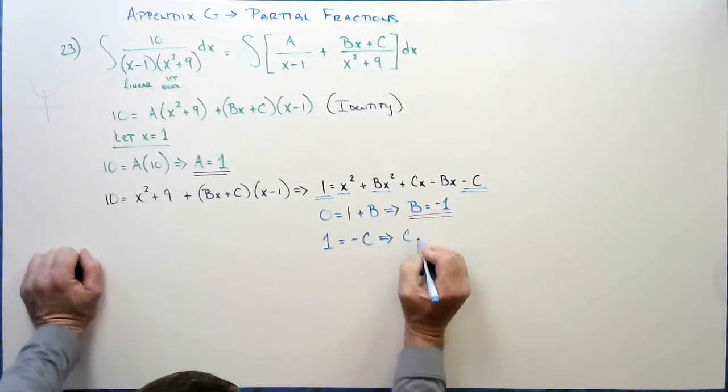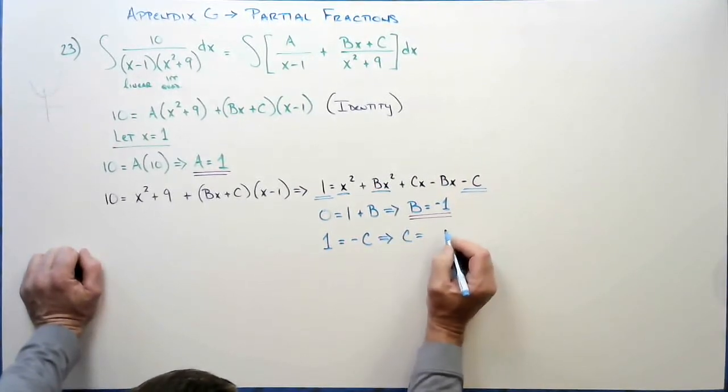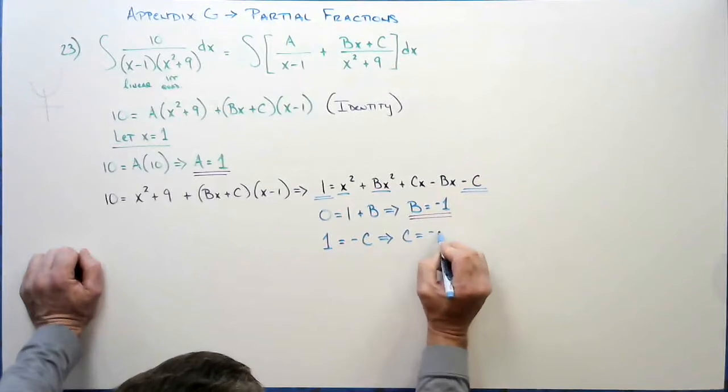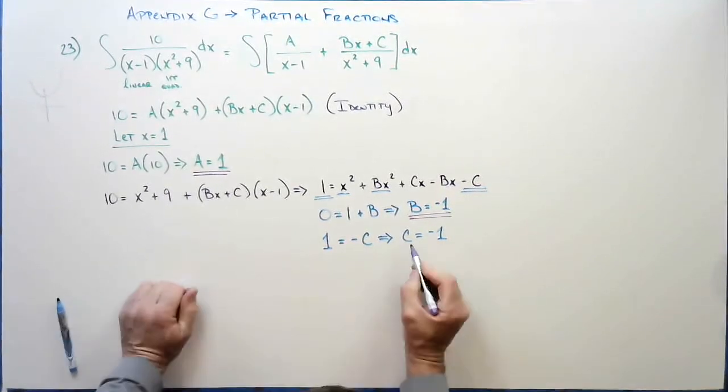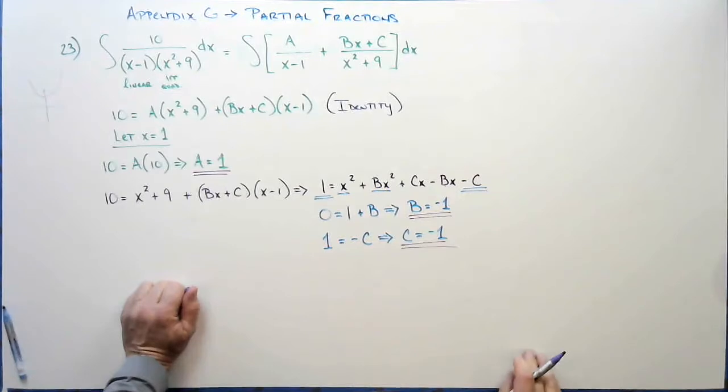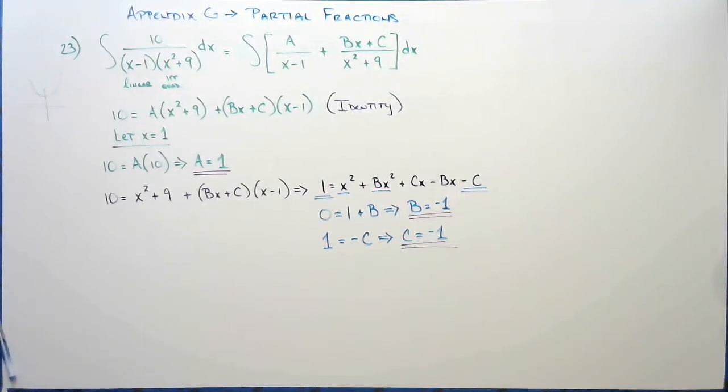That tells us that c is equal to, when I move the negative over, negative 1. So we don't have to set up a formal system of equations to solve these problems. You can, but sometimes you can just work with the coefficients, set up the equations, and sometimes you can get lucky enough to be able to find the values without having to set up a formal system of equations.